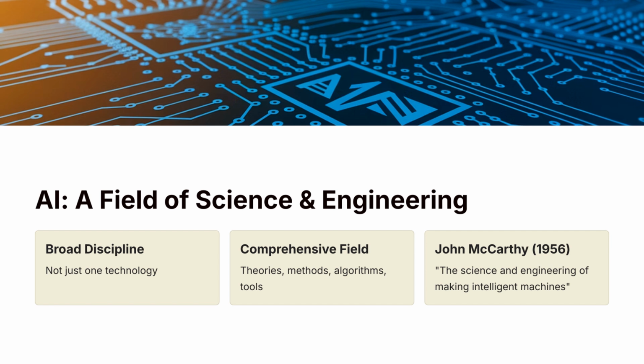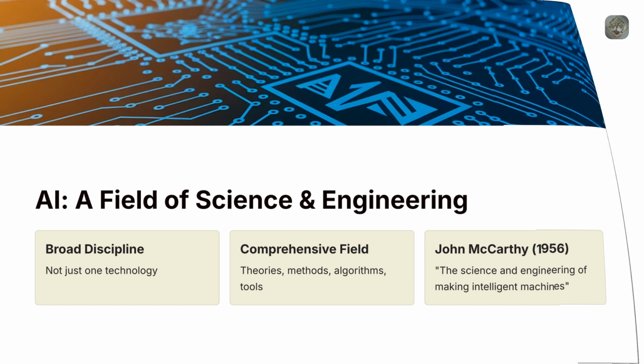It's vital to understand that AI isn't a single piece of software or hardware. It's an entire scientific and engineering discipline. It encompasses a vast range of theories, methodologies, complex algorithms, and specialized tools, all dedicated to developing these intelligent systems. John McCarthy, a founding father who coined the term artificial intelligence back in 1956, aptly defined it as the science and engineering of making intelligent machines. This definition beautifully captures the dual nature of AI. It involves both deep theoretical understanding, the science, and the practical construction of working systems, the engineering.